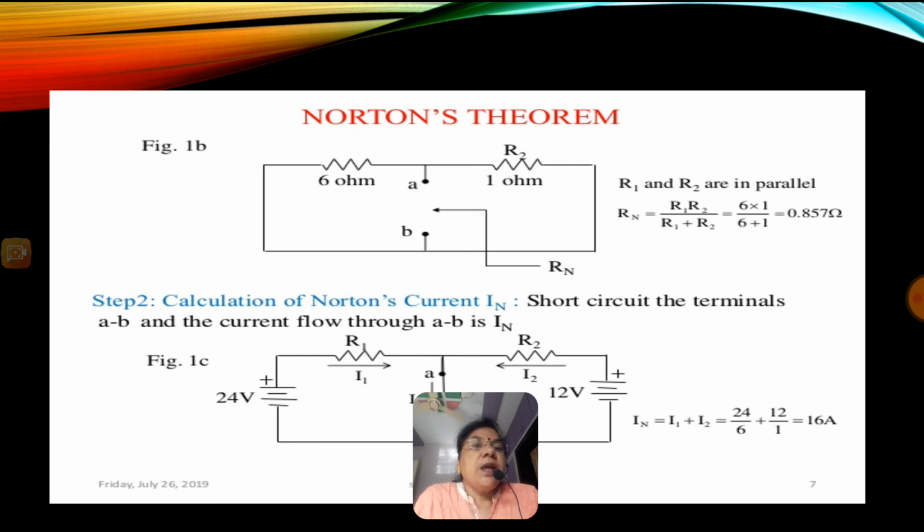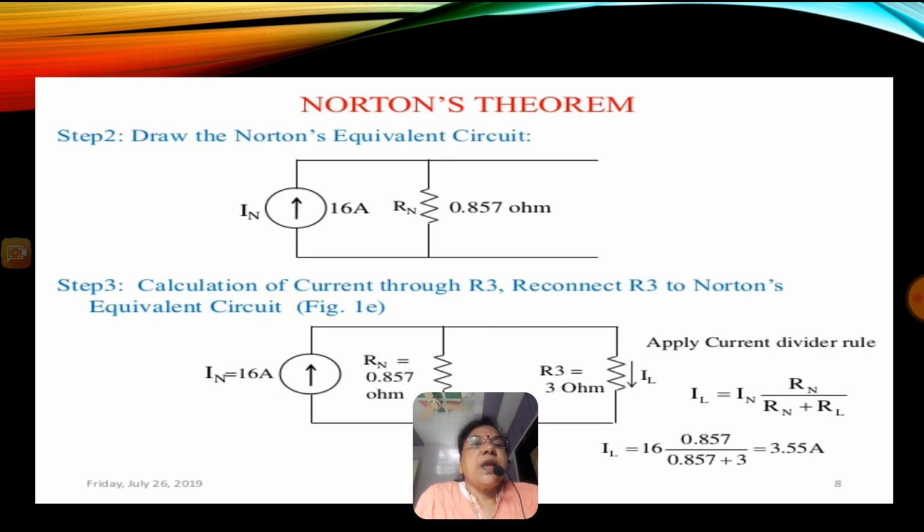Now what happens here? Due to 24 volt, I1 current is flowing through the branch AB, and due to 12 volt, I2 current is flowing through the branch AB. So the total current in the branch AB will be I1 plus I2, that is the short circuit current. So how will I find out this current? I1 will be 24 upon R1, that is 6. So 24 by 6 is I1, and 12 volt upon R2, that is 1 ohm, 12 by 1 is I2. If I add these two, I will get 16 ampere. So the total current in AB will be 16 ampere.